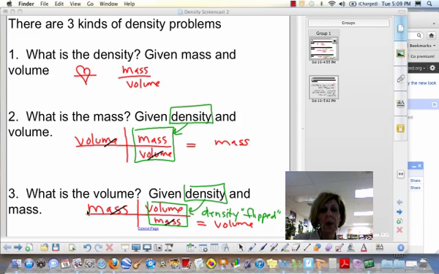And then the final problem would be asking, what is the volume? You would be given the density and the mass in this case. Since you are solving for a single unit answer, you start with your mass. And this time you multiply it times the flipped density. Do you see how you can get these two masses to cancel out and you end up with volume?